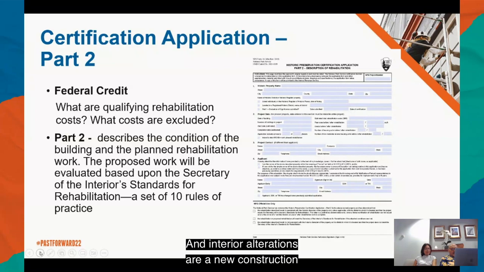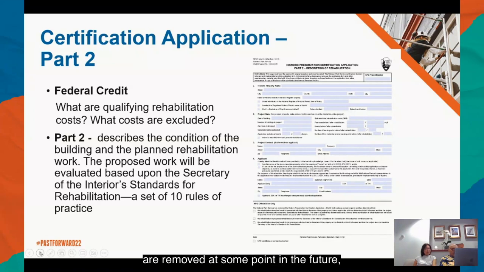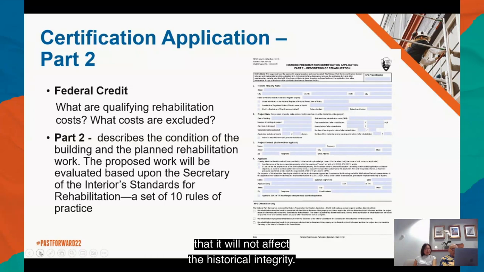And interior alterations and new construction should be done in a manner that doesn't destroy the historic materials at all, as far as possible. New work needs to be differentiated from old, needs to be compatible in size, massing, and so on. And part of the deal has to be that if those features are removed at some point in the future, it will not affect the historical integrity of the building.